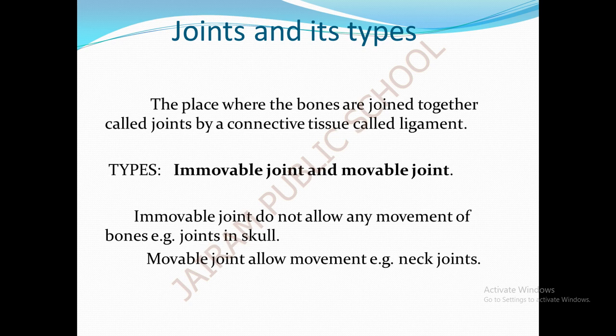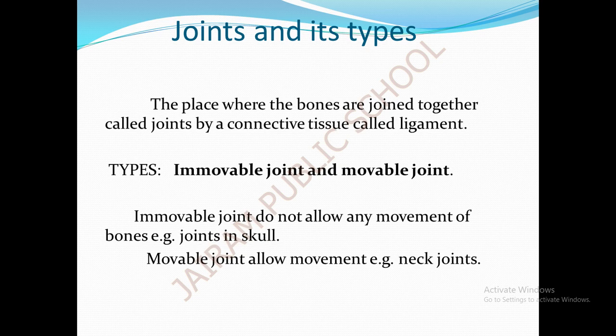There are two types of joints in our body. They are the immovable joint and the movable joint. I repeat once again, the immovable joint and the movable joint. The first is the immovable joint. An immovable joint does not allow any movement in the bone. For example, the joints in the skull. The bones in the skull stay fixed. They do not allow any movement.